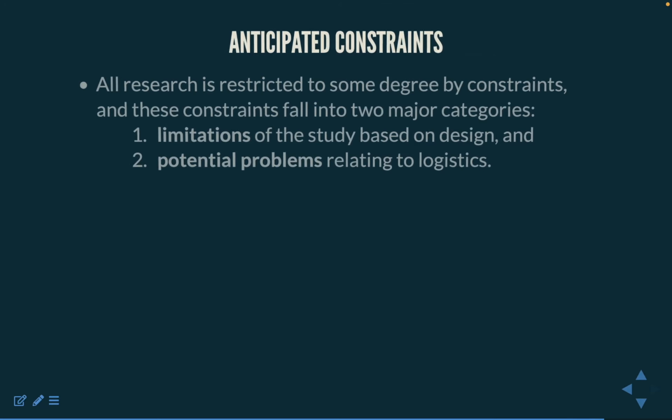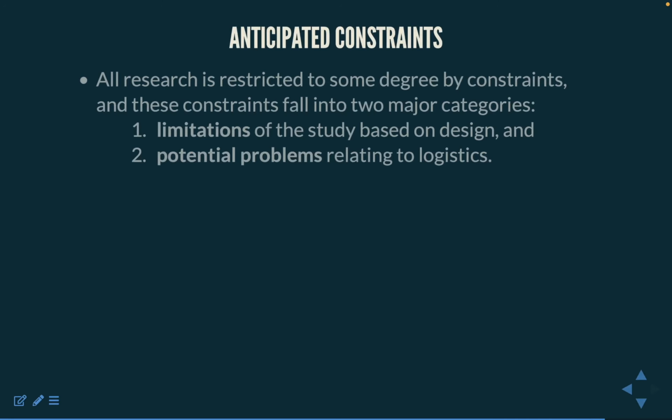Anticipated constraints. All research is restricted to some degree by constraints, and these constraints fall into two major categories: limitations of the study based on design, and potential problems relating to logistics. It's important to state any potential constraints in the proposal. It is highly likely that other things may occur during the course of the investigation, but at this stage it is still possible to highlight constraints that you know will in some way impact the overall output of the investigation.